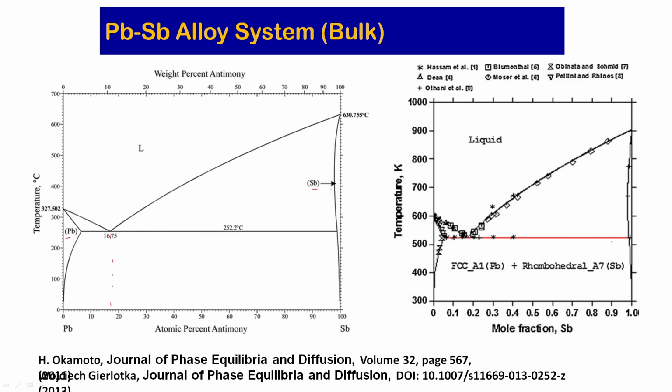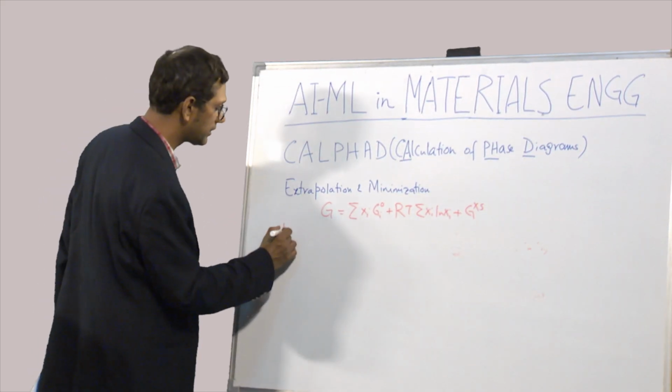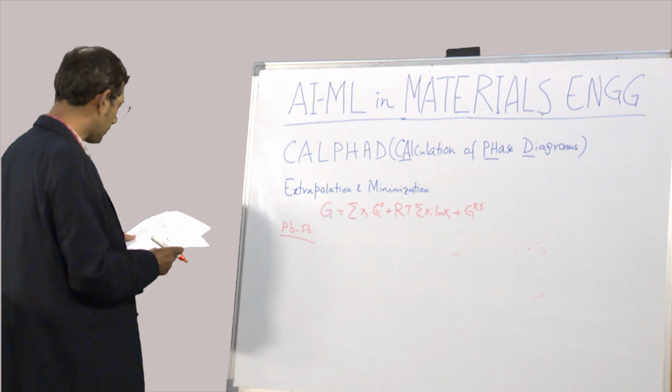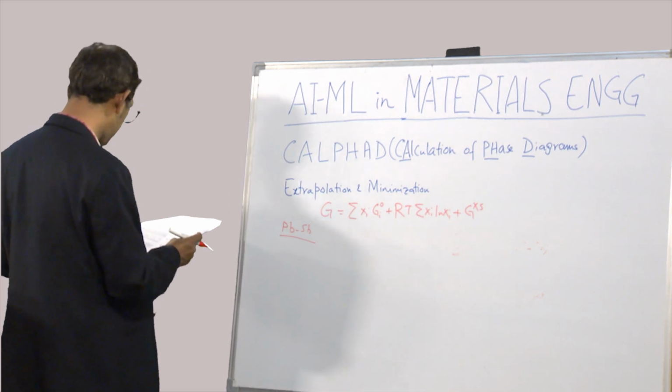So, I will be taking data from this paper and show you that. Let us go back and explain how things can be. We will keep this particular equation as it is and do this. In particular, for the lead antimony system, these calculations can be done on a computer very easily.